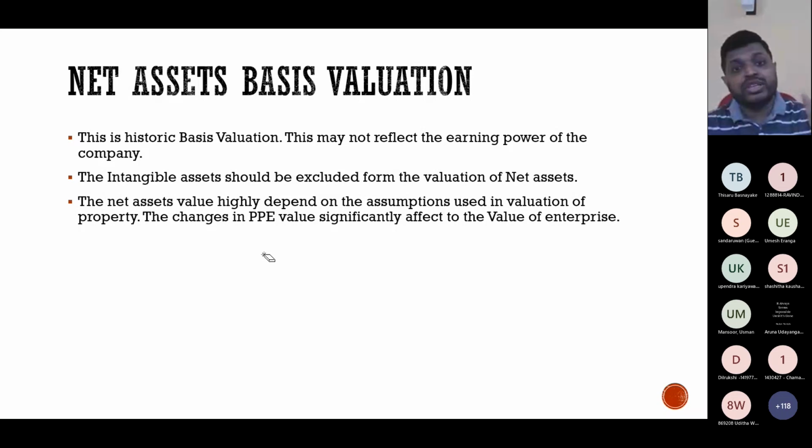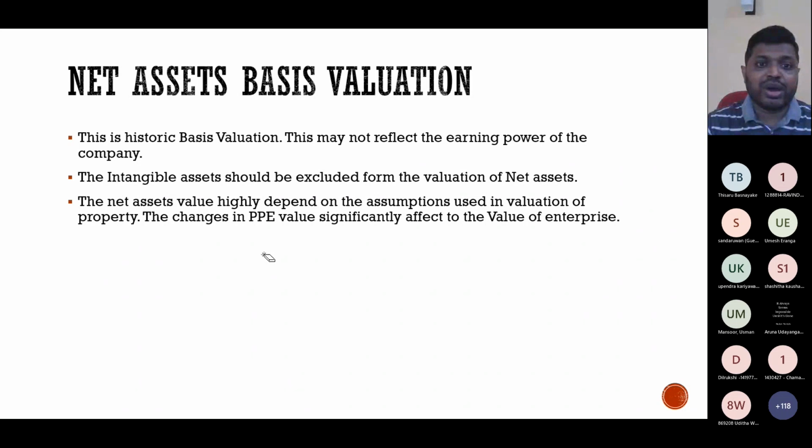Remember, it does not reflect the future earning power of the company. It just reflects what you have done in the past, not what you are going to do in the future. The intangible assets should be excluded from the valuation of net assets. There might be some intangibles. When we come to net asset based valuation, you have to remove intangible assets. The net asset value highly depends on the assumptions used in the valuation of property.